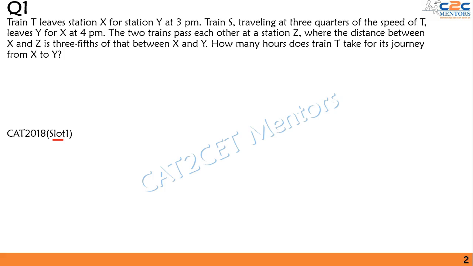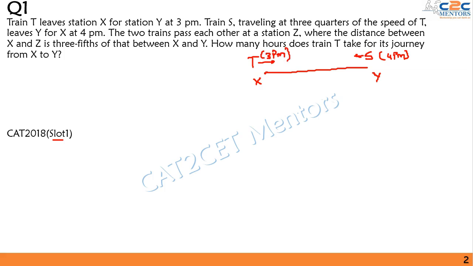Train T leaves station X for station Y at 3 p.m. Train S, traveling at 3/4 of the speed of train T, leaves Y for X at 4 p.m. Okay, now let us make a diagram. Let this be point X and this be my point Y. We know that train T is leaving from X, train S is leaving from Y. Train S starts at 4 p.m. and we are given that train T starts at 3 p.m.